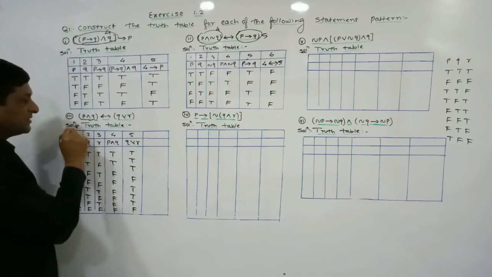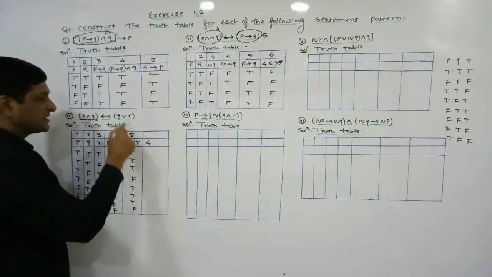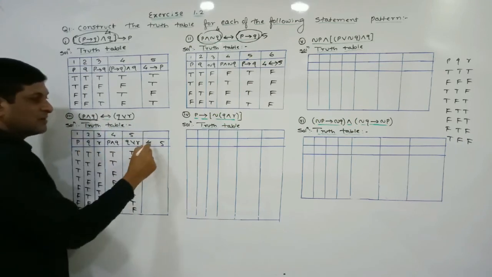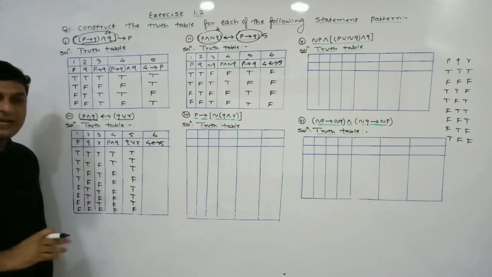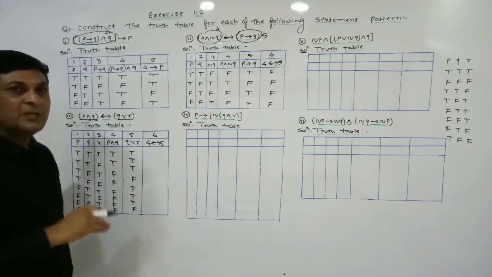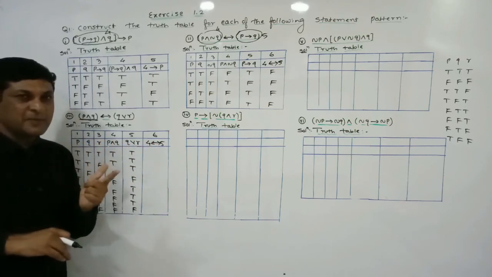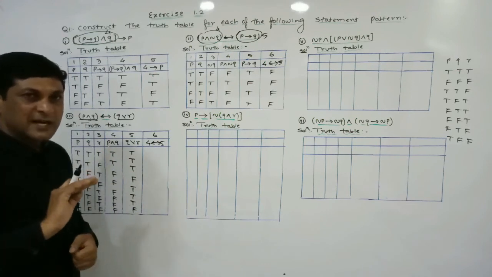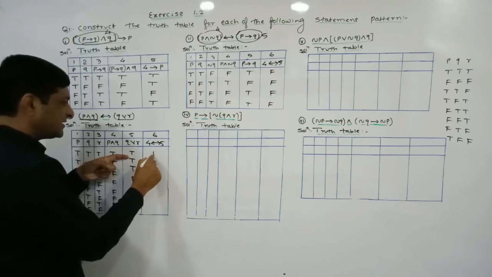Now we are connecting this statement, which lies in which column? 4. And this statement lies in which column? 5. And we are connecting these 2 statements by which logical connective? Double implication. So a new column, let us denote it by the next number, 6. In case of double implication, simply remember that if truth values are identical, the double implication will be true. So here truth values are identical, so true.